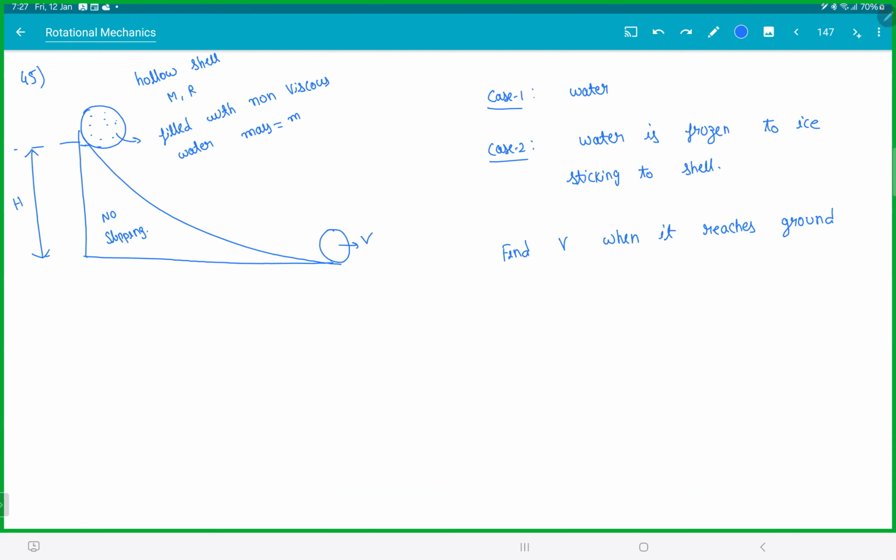A simpler mains level question will be: in which case the speed will be more, case 1 or case 2? That would be a simple mains level question. Calculate the speeds. Try. You got 2 minutes. Just give me a minute.